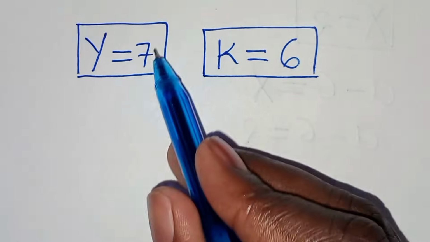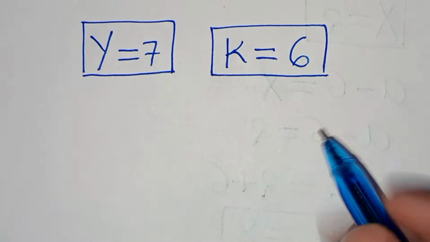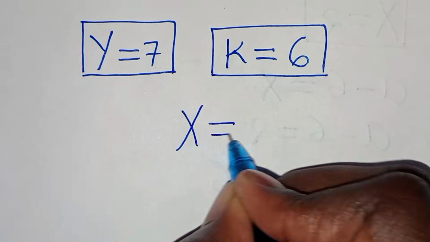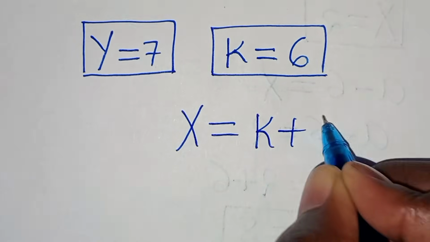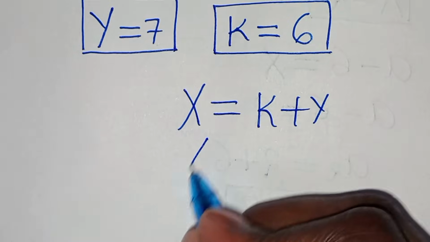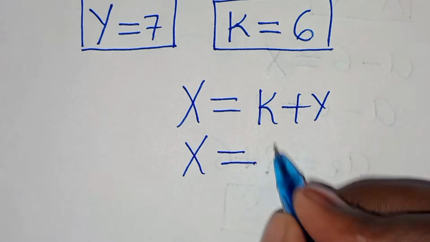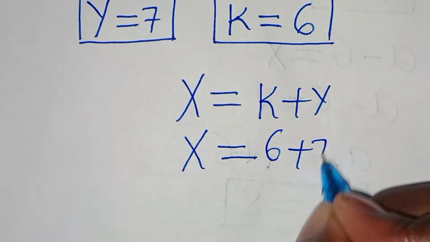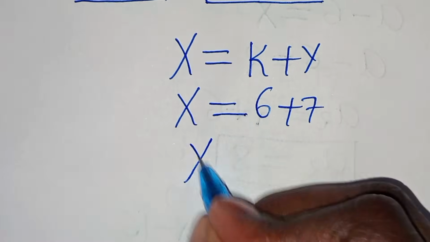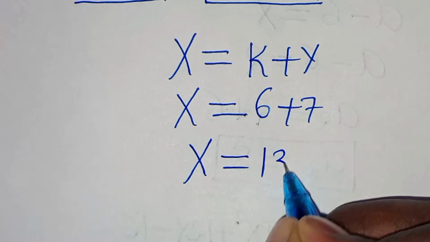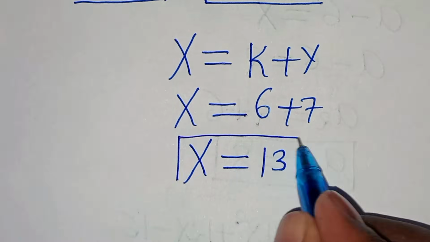Now we have y equal to 7 and k equal to 6, so that x is equal to k plus y. So this means that x is equal to 6 plus 7, and we have the value of x equal to 13. So this is the value of x.